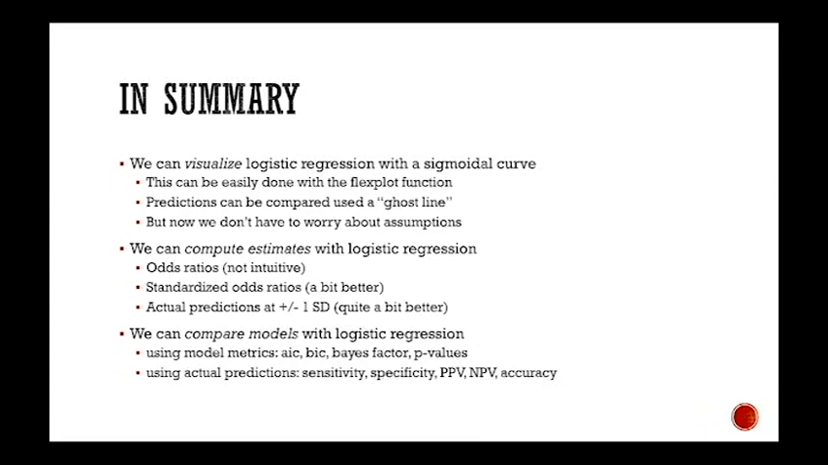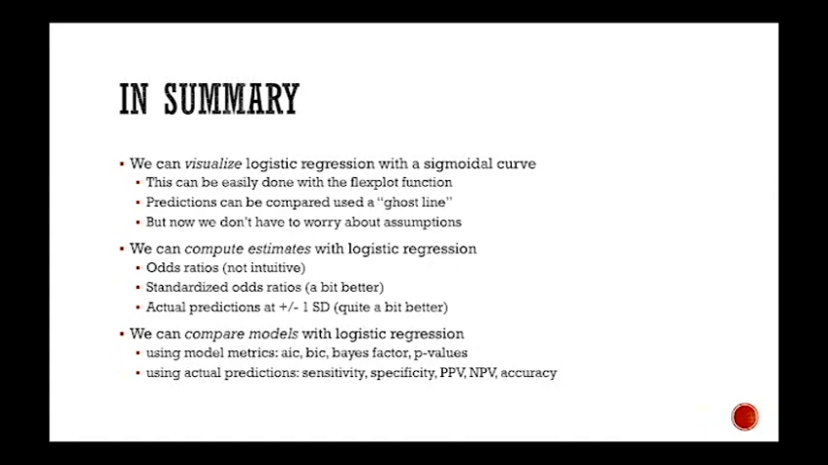We can also compute estimates with logistic regression. Odds ratios, not intuitive. Standardized odds ratios, a little bit better. And then actual predictions at plus or minus 1 standard deviation. That is quite a bit better. And we could also compare models with logistic regression, so that gets back into our model building strategy, where we can use the AIC, the BIC, the Bayes factor, and the p-value, and we could also use the actual predictions for sensitivity, specificity, and so on. And those are the objectives.